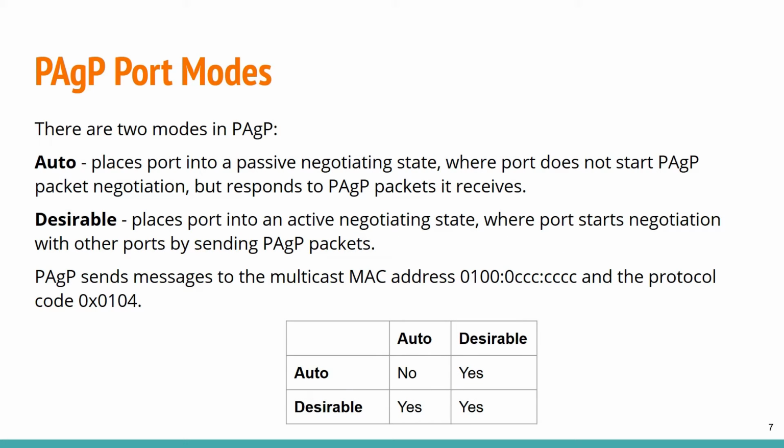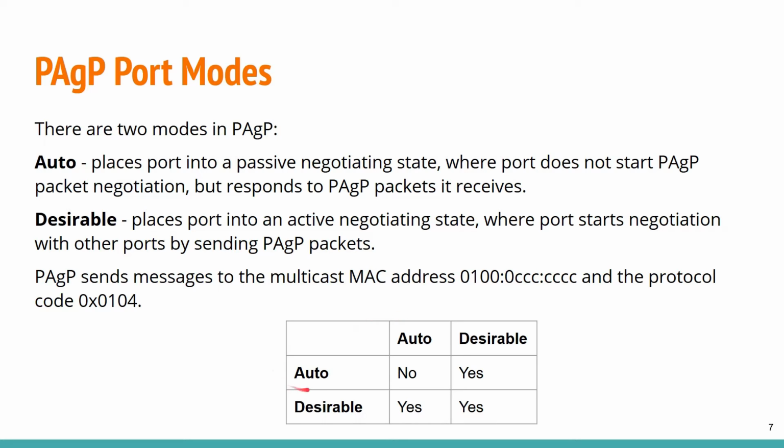There are two modes in PAgP. The first one is auto, which places a port into a passive negotiation state where the port does not start PAgP packet negotiation, but responds to PAgP packets it receives. The second one is desirable, which places a port into an active negotiation state where the port starts negotiation with other ports by sending PAgP packets. PAgP sends messages to the multicast MAC address 0100.0CCC.CCCC and the protocol code 0104.